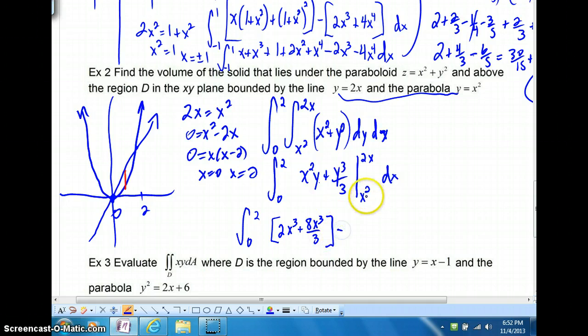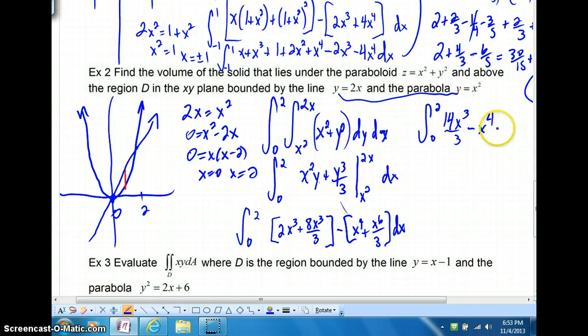And then we could say subtract. We'll plug x squared in for y. X squared times x squared is x to the 4th. And x squared cubed is x to the 6th. So we'd get x to the 6th all over 3. Well, we're almost there. You can see right inside the first grouping that 2x cubed, if we got a denominator of 3, would be 6x cubed over 3. So this integral will become 14x cubed all over 3 minus x to the 4th plus x to the 6th all over 3. Wow, we're getting there. We're getting close.